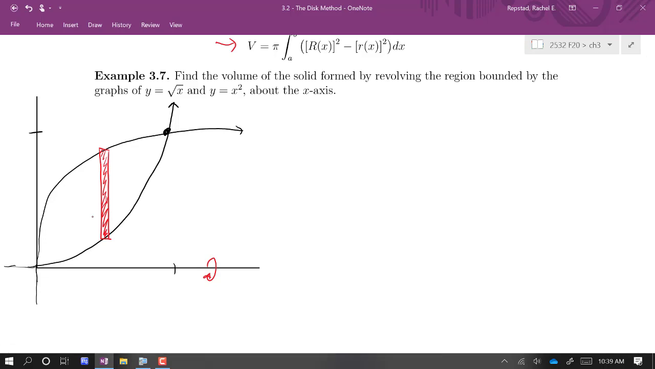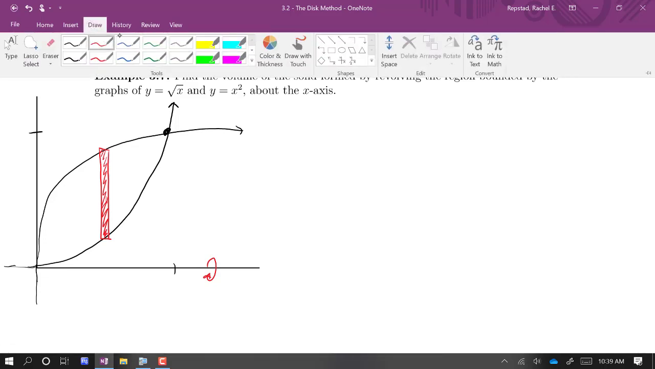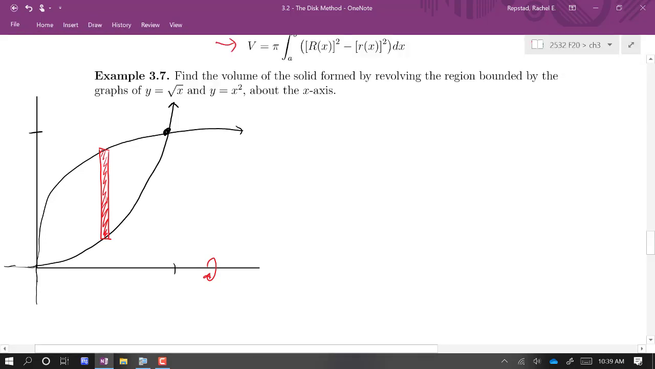What we do is we put together, what if I were just revolving the top curve about this axis, and I get that's my big radius. So big R is the square root of x. And what if I were just revolving the x squared curve, the bottom curve, about the axis? And that distance from the axis up to that bottom curve, that's our little r.